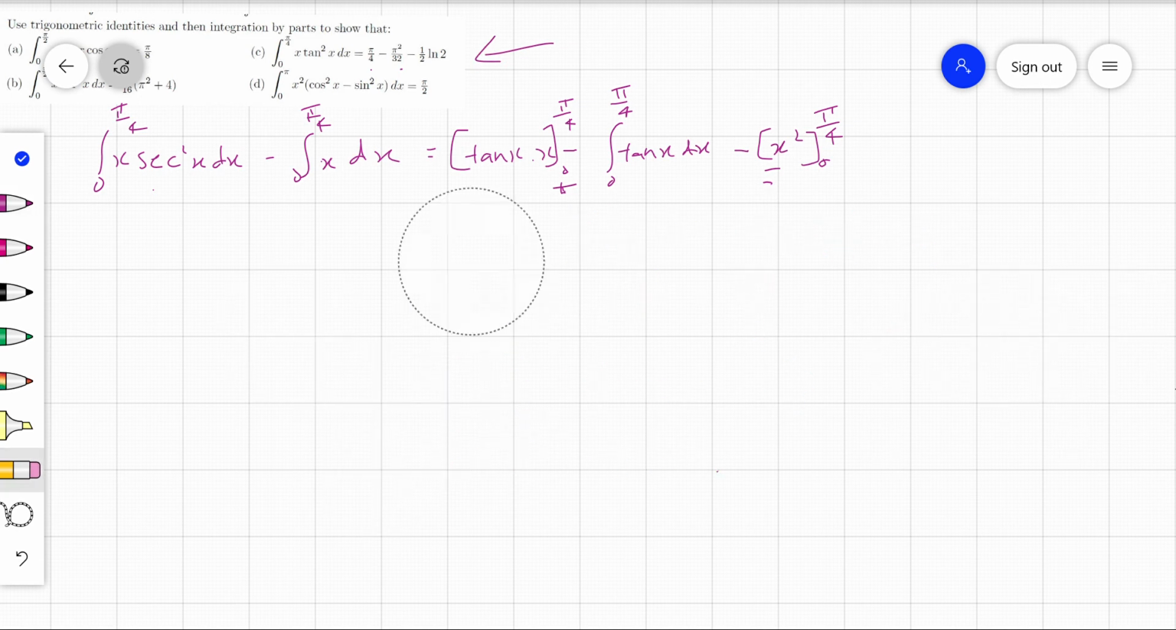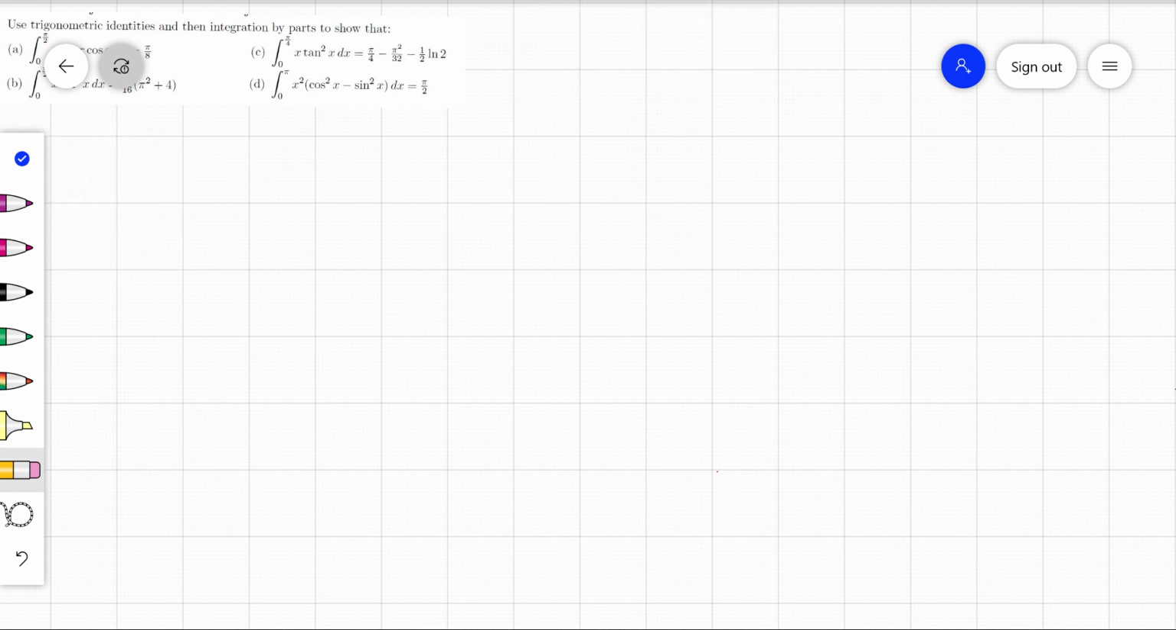So for D, we've got cos squared minus sine squared, and we know that's just cos 2x, right? So really we're just dealing with x squared and then cos 2x in our integral. If we integrate the cos 2x, we're going to get sine 2x, and we're going to divide by the 2, so I'll put that up front. And then we're timesing by our x squared, so we're leaving our x squared as is.